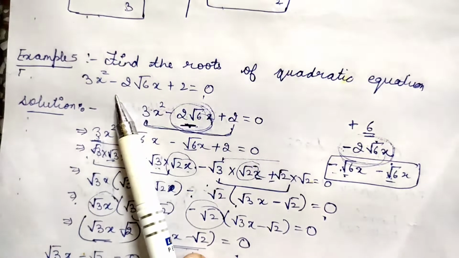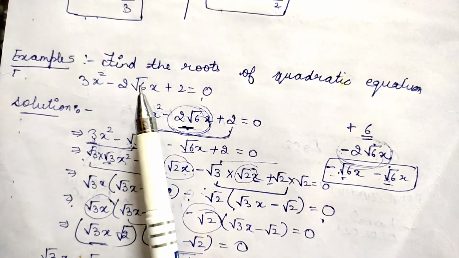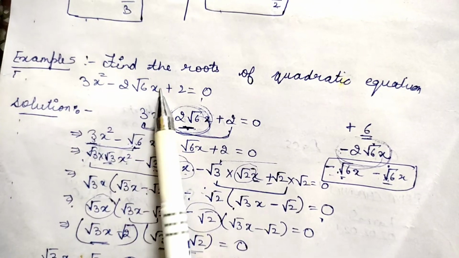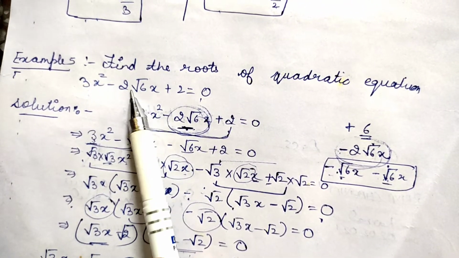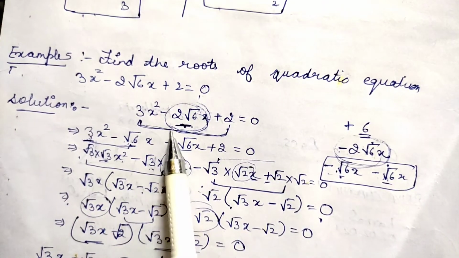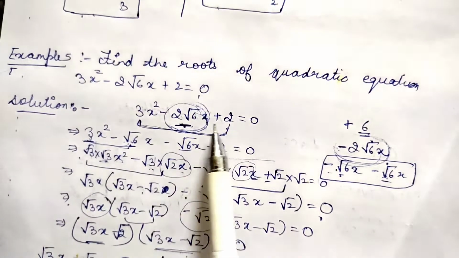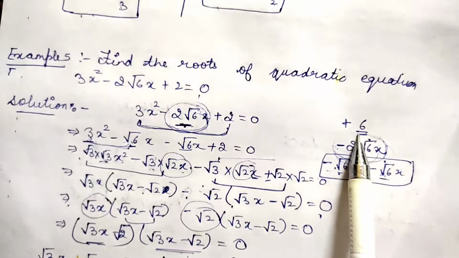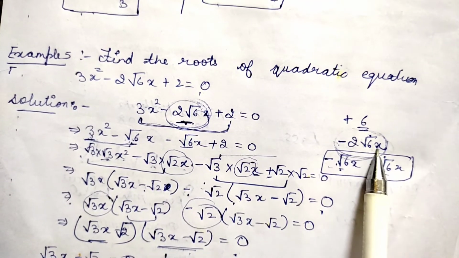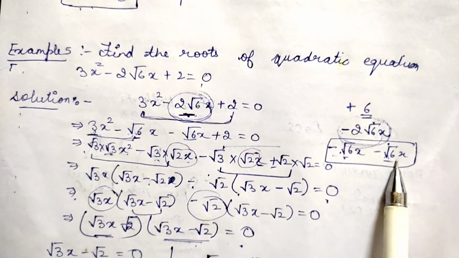You have to factorize the equation by splitting the middle term. Always choose the factors of the quadratic equation which is having roots in the middle term very wisely, because generally students make mistakes while doing these types of calculations. So in this calculation, I have to choose two factors such that by multiplying them I will get the value plus 6, and by doing addition or subtraction I will get the value minus 2 root 6x. So I will take minus root 6x and minus root 6x.